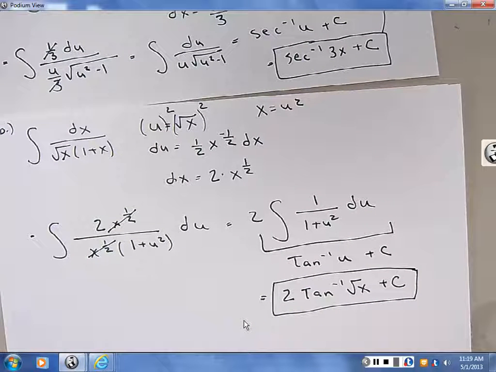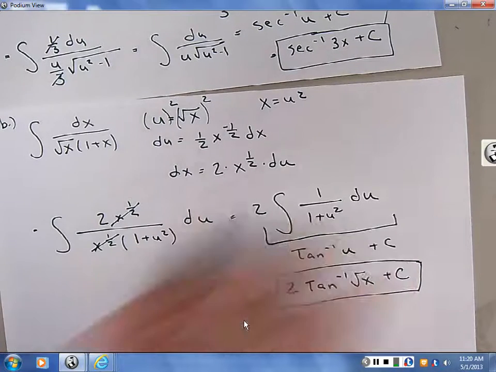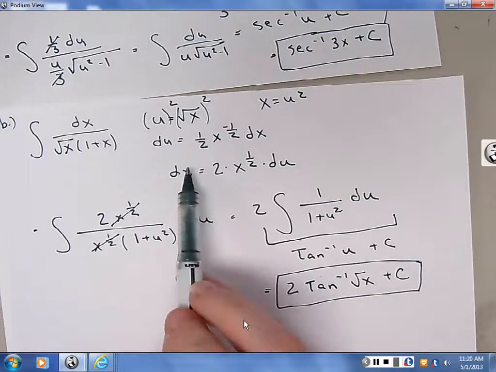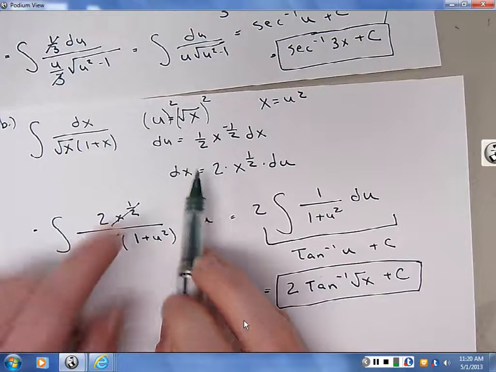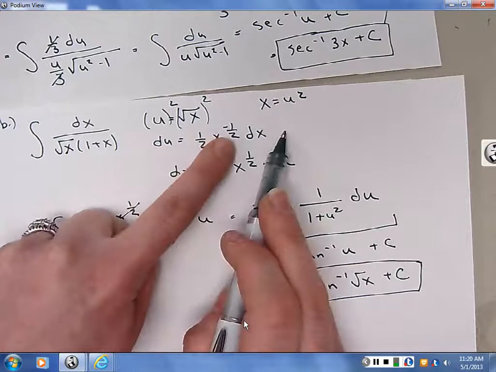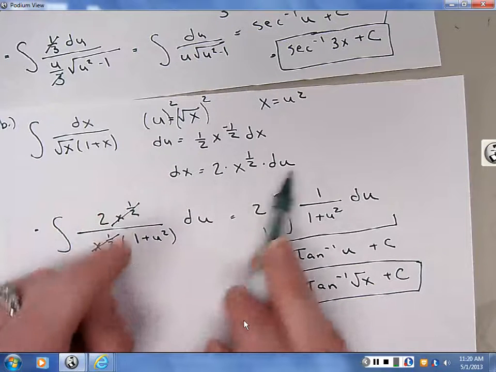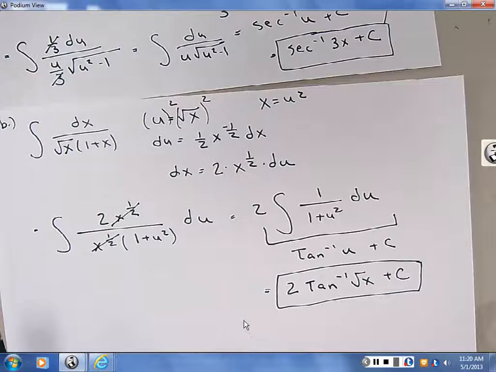Question? When you have dx equals 2 times x to the 1/2, where's the du? There should be a du right here. Thank you. Yeah, so if I solve for dx, it would be du multiplied by 2 multiplied by x to the 1/2 to get that to be 1, and that's what I get over there.